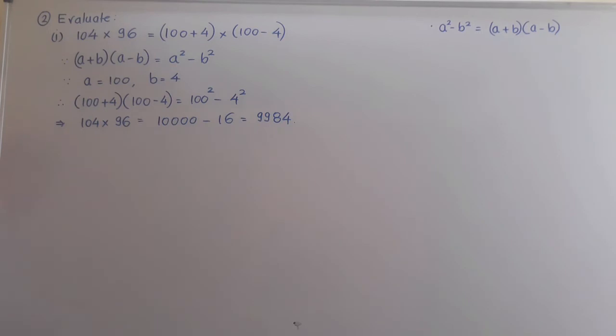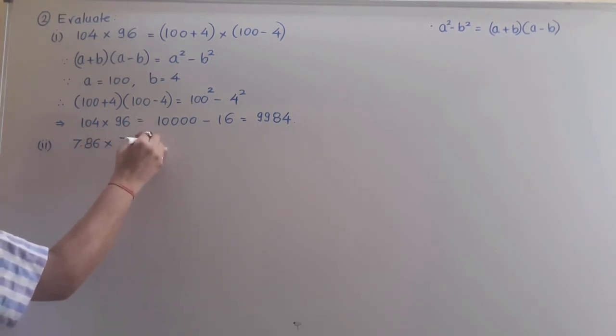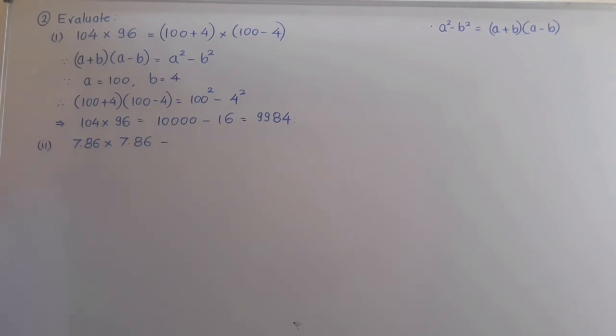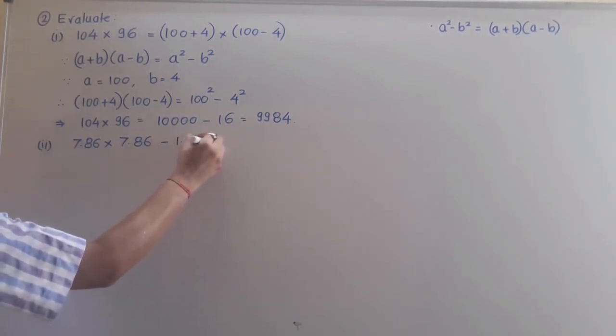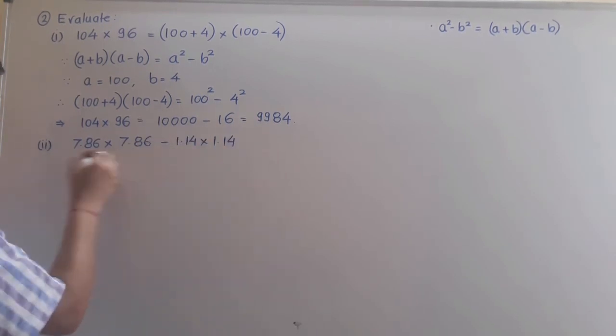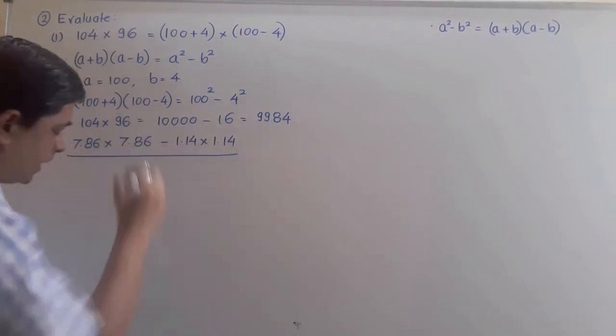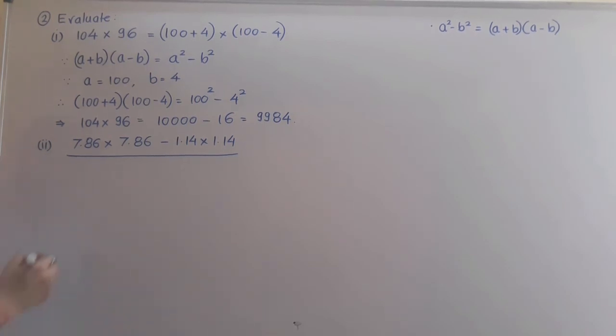Let us see quickly the second part, and again the third part will be homework for you. So the second part: 7.86 multiplied by 7.86 minus, we have given, 1.14 multiplied by 1.14, and the whole divided by 6.72.